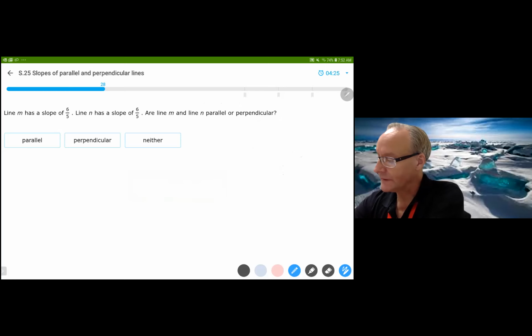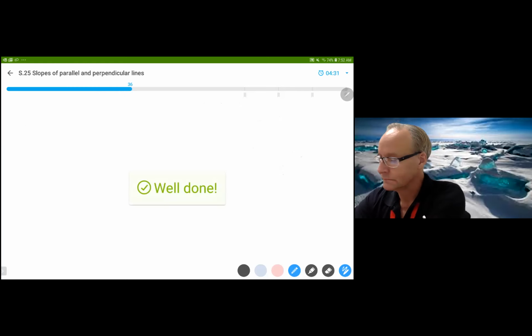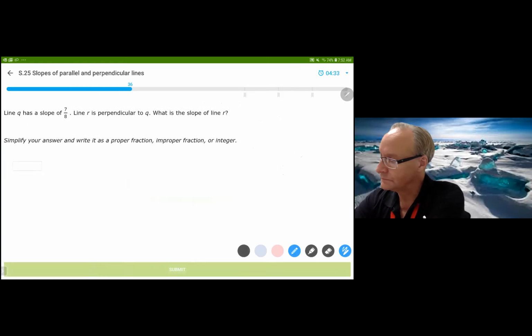Six over 5 and 6/5, they're parallel. If they have equal slopes, of course they're parallel. 7/8, and it says line R is perpendicular. What is the slope of line R?